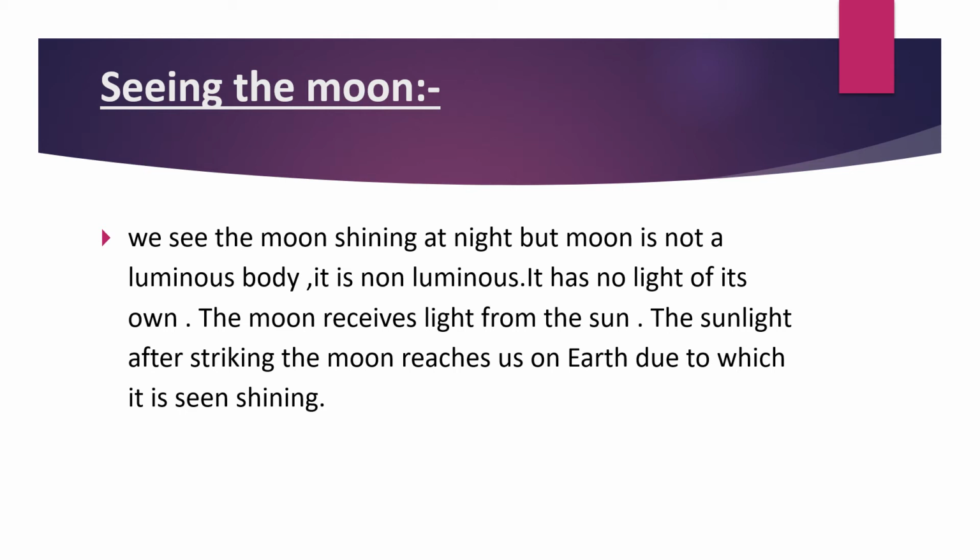During the daytime, also, the moon is present in the sky, but it is not visible because of the bright sunlight. During the day, the sunlight falling on the moon is absorbed by the moon, and during the night, when the sun sets, then the sunlight which was absorbed by the moon is now reflected by the moon and it reaches the earth, and thus the people of earth are able to see the moon shining. So moon is not a luminous body because it does not produce its own light.